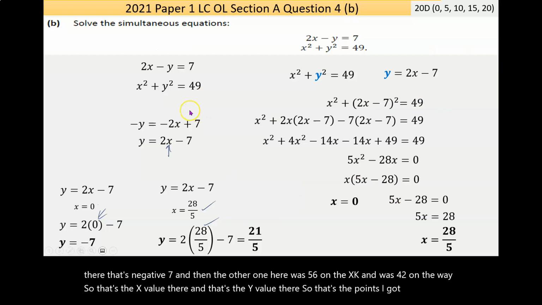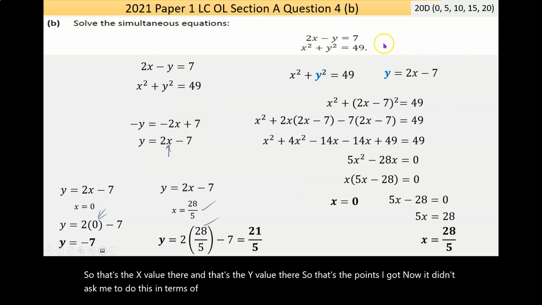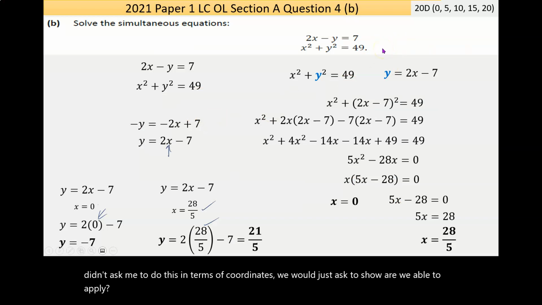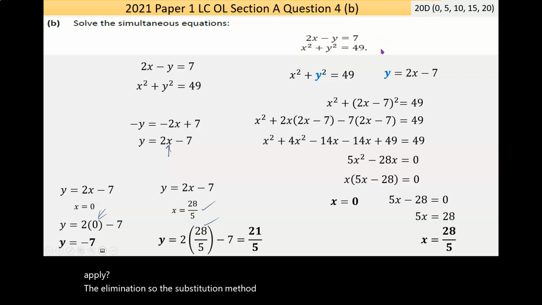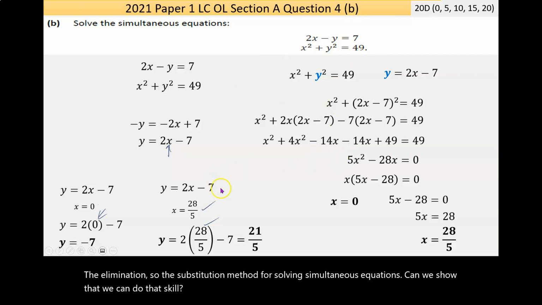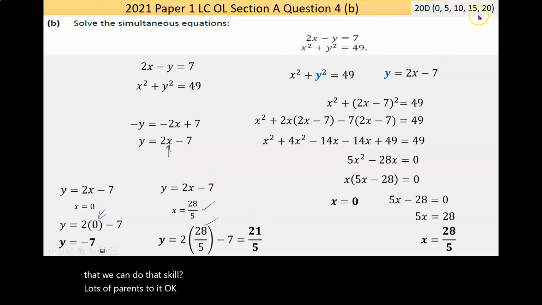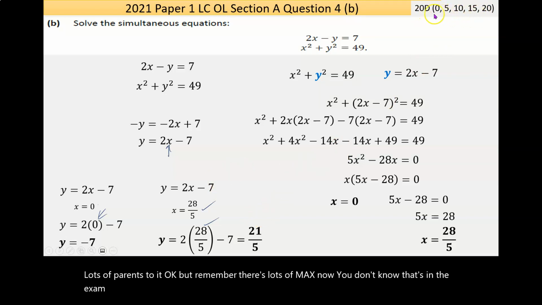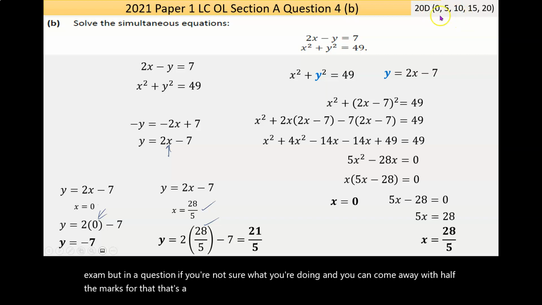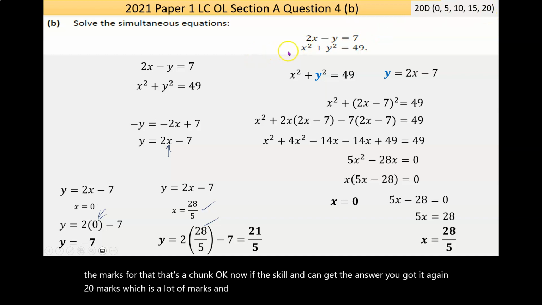Now, it didn't ask me to do this in terms of coordinates. We were just asked to show, are we able to apply the substitution method for solving simultaneous equations? Can we show that we can do that skill? There are lots of parts to it, but remember there are lots of marks. You don't know that's in the exam, but in a question, if you're not sure what you're doing, you can come away with half the marks for that, that's a chunk. If you know the skill and can get to the answer, you get, again, 20 marks, which is a lot of marks. And that should probably be the end of question 4.